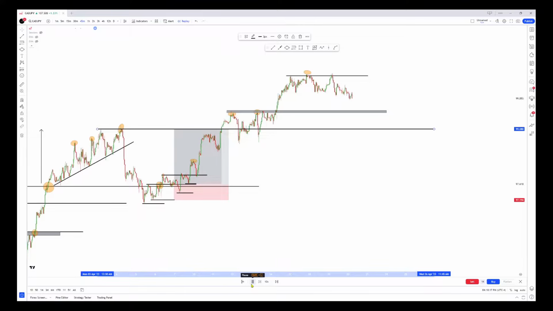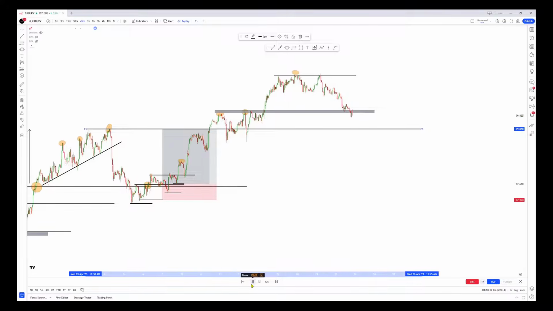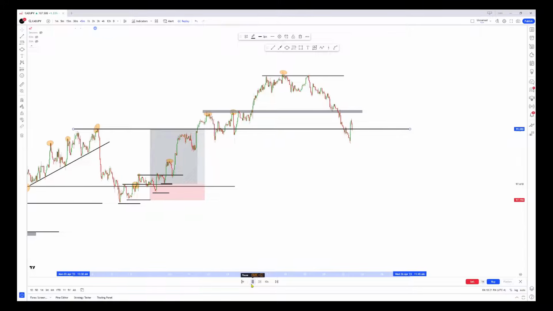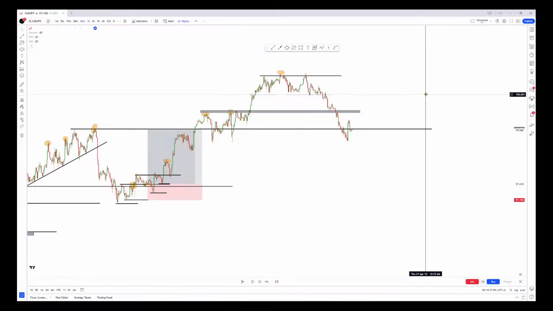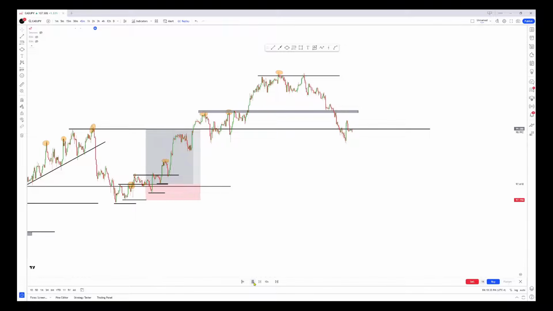Price makes an equal high. Still no new indication of price wanting to sell. All right, so boom. Now we have price building back above this level. Also as well, let's continue.